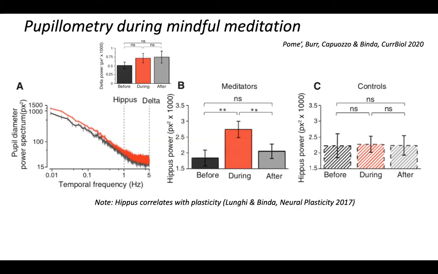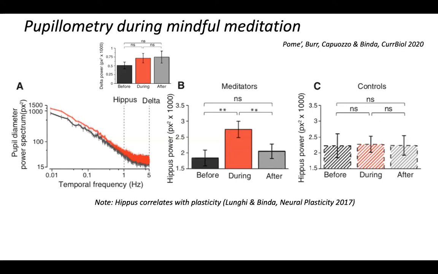So we find that there is a specific effect on the slow, low-frequency fluctuations in the hippus range that is associated with the act of meditating. It is modulated during meditation. The interpretation of this effect is, of course, very open.